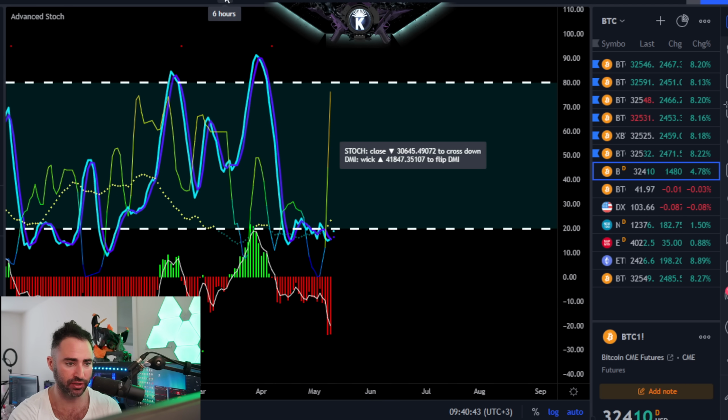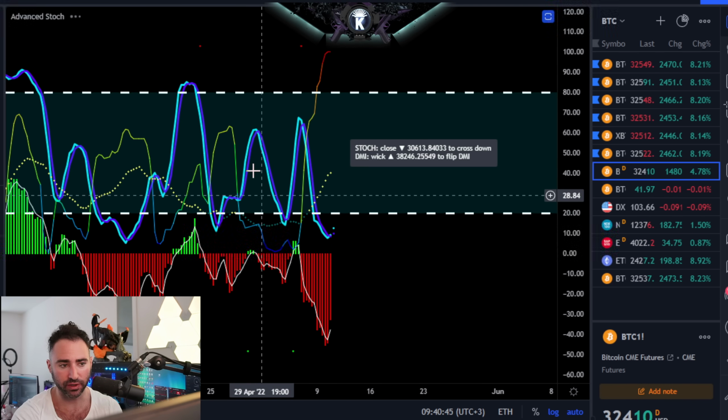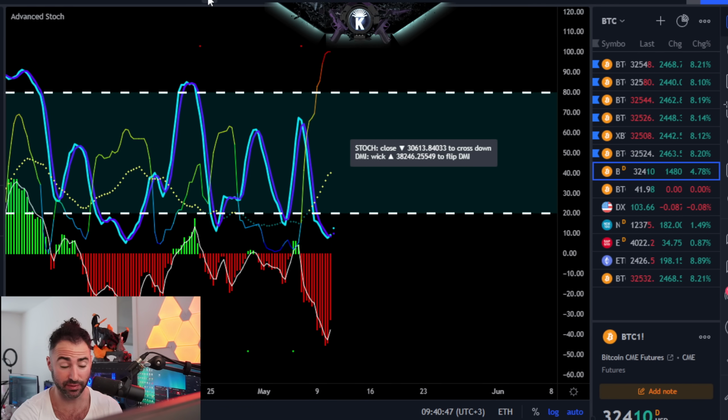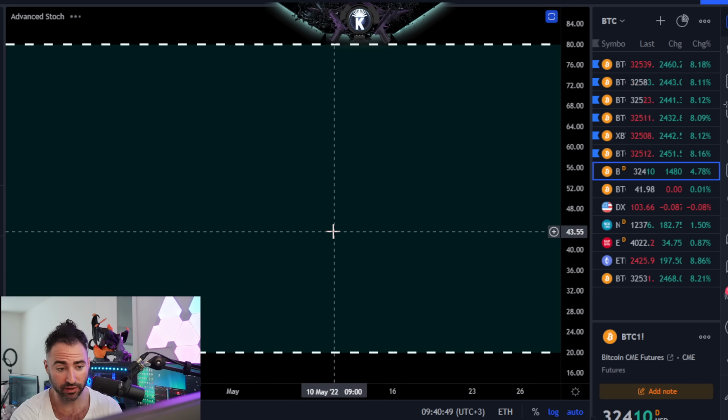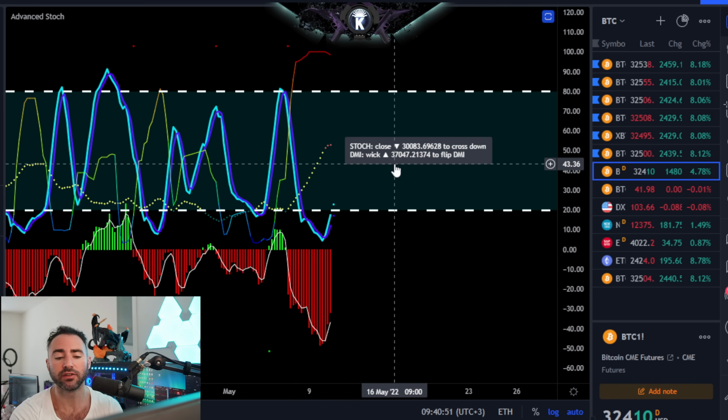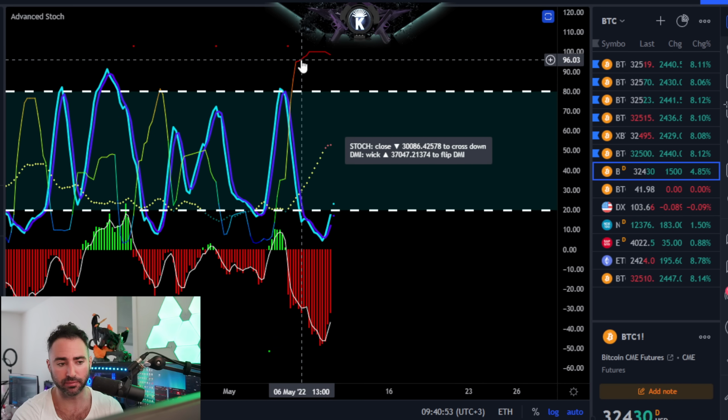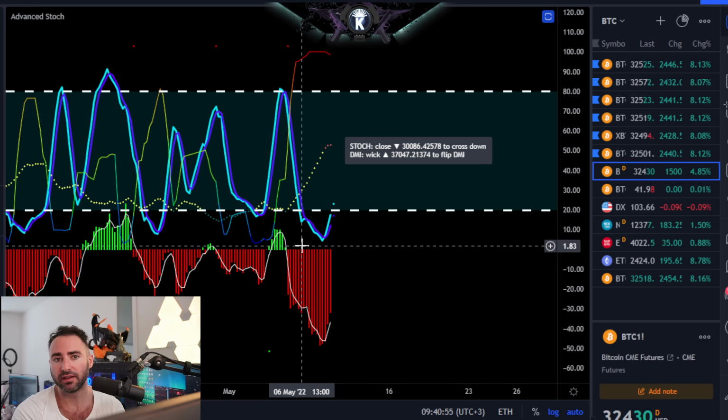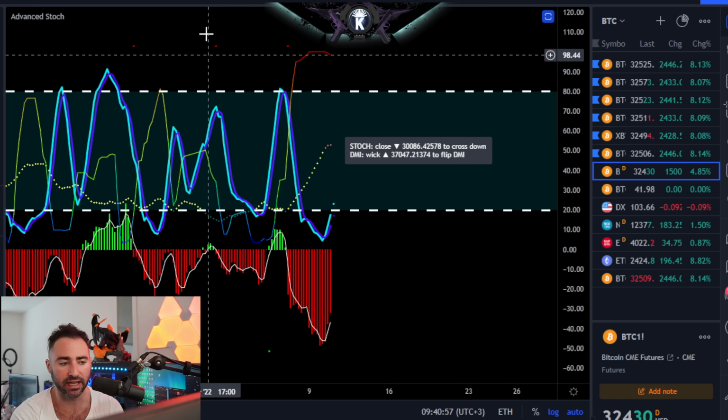Obviously, other lower timeframes pivoted around that same region as well. If we go to the 6 hour, 30,600, pretty much the exact same number. 4 hour is showing about 30,000 even. So ultimately, I'm looking at extremes on BBWP plus momentum turning up as indication of a corrective bounce.